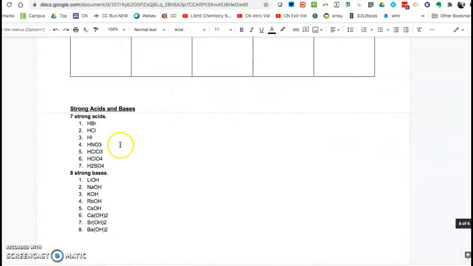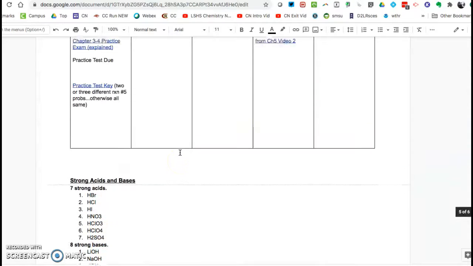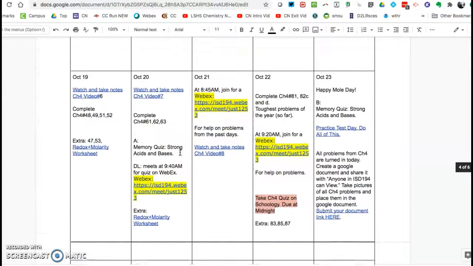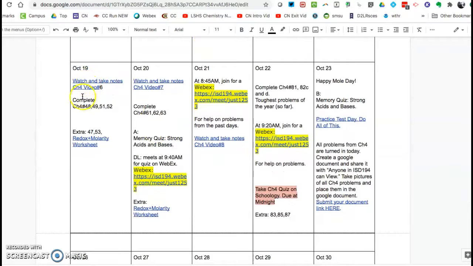Here at the bottom are the list of the strong acids and the strong bases. Make sure you know the names and the formulas for all 7 acids and all 8 bases. And then you can look ahead to the week after the break as well, and you can see that we've got lots more information from chapter 4, and it gets really mathematical this week as well.